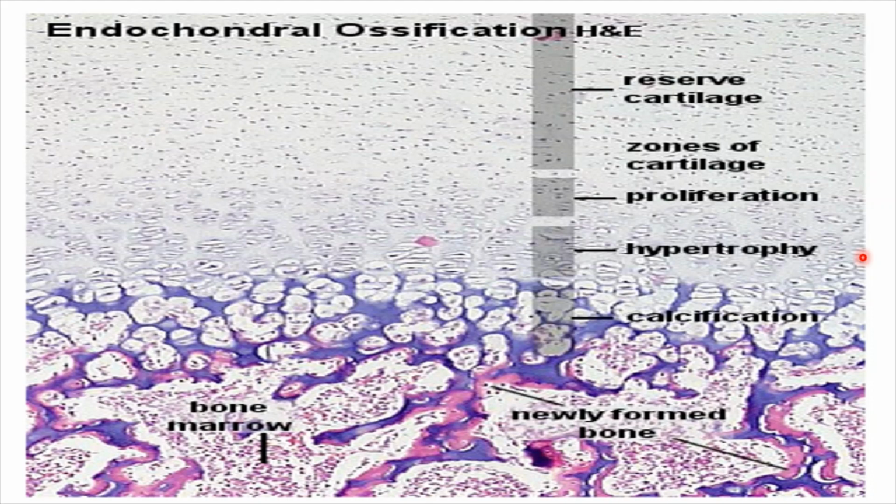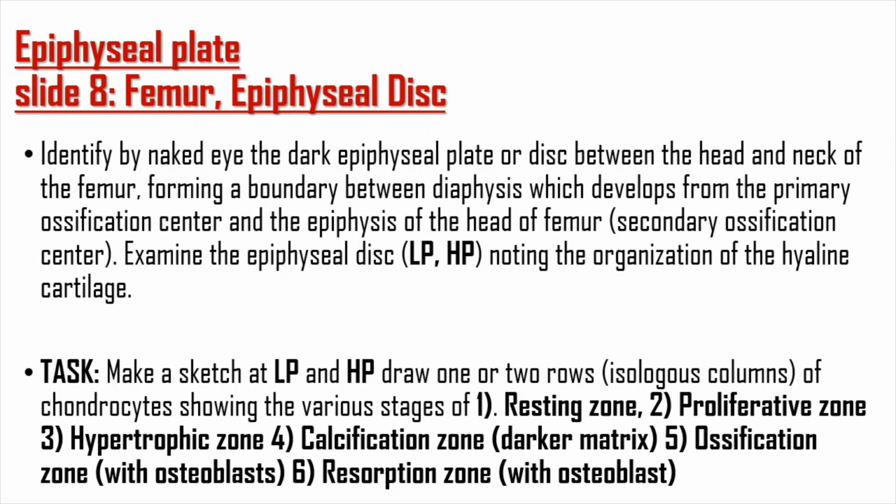Very easy and very nice. I hope you guys are enjoying this as much as I am. Alright, so those are the types of bone formation in the body. There are two: intramembranous ossification and endochondral ossification.